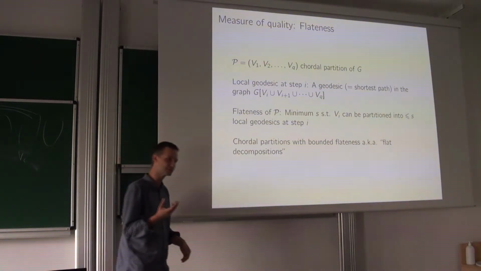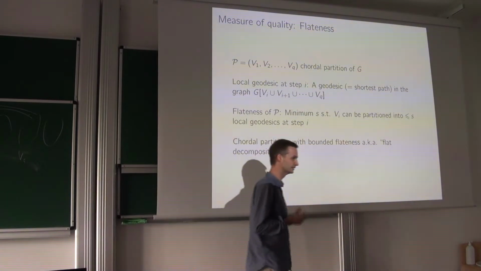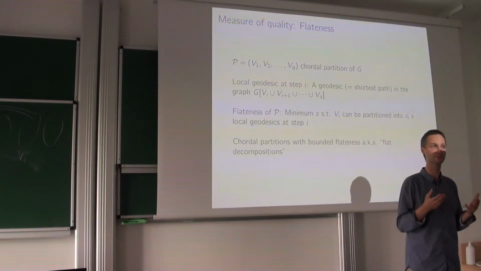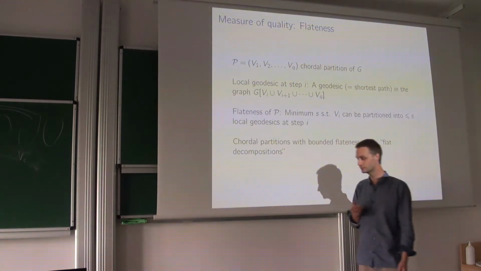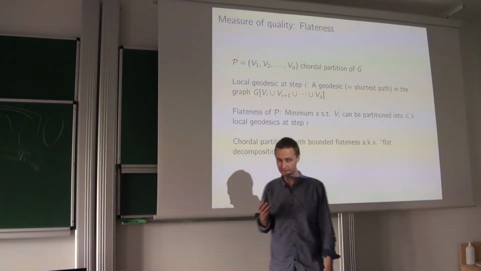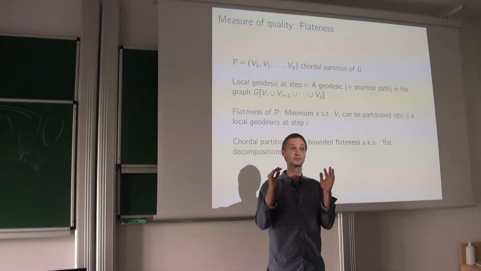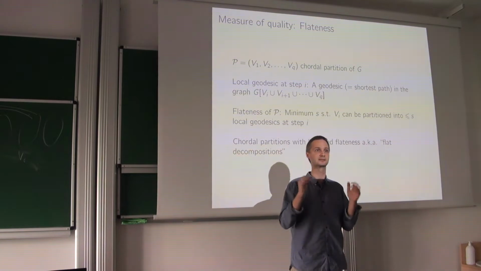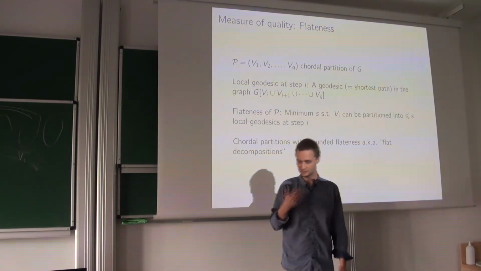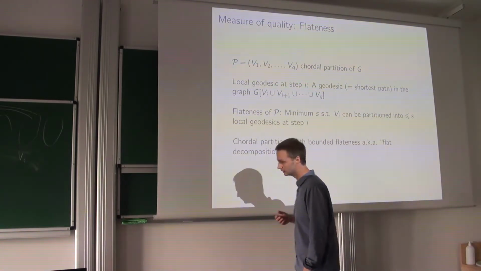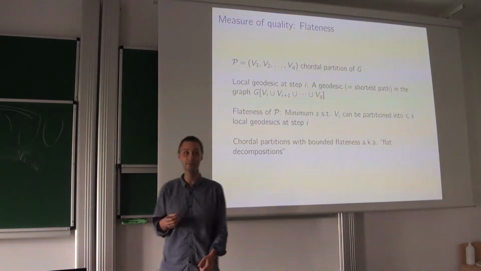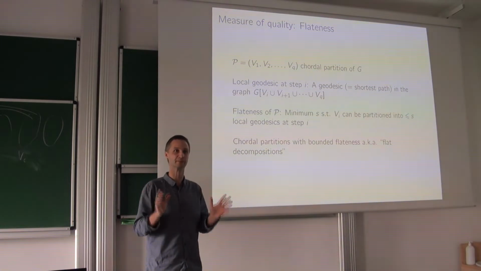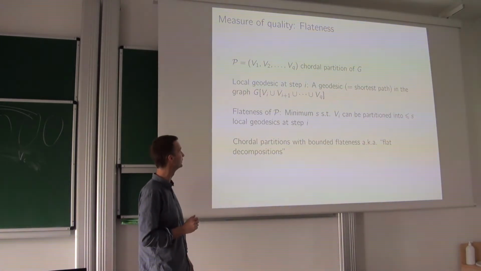So we need now some measure of how good the chordal partition is. In other words, what are we going to try to achieve here? The goal will be to get chordal partitions that are somehow flat. So we want to minimize the flatness of our chordal partition. Let me introduce what it is. The definition might seem a little bit technical at first sight, but with the examples that we are going to see, it will make perfect sense in a few minutes, hopefully.